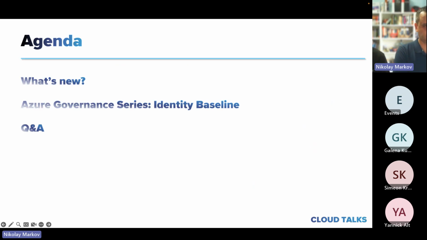What we'll be talking about today, as usual, is the latest updates from Microsoft Cloud Services, which this time are, I would say, pretty nice updates. Nothing special. Again, a lot of AI stuff, but not only. Kind of random this time. And then we'll focus on our main topic, the identity baseline.